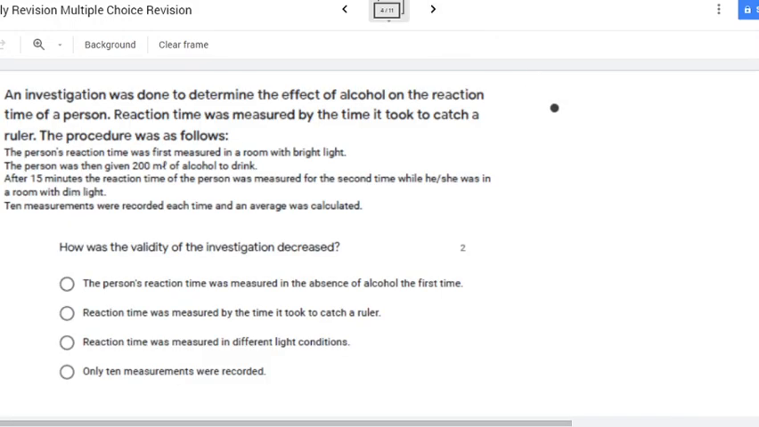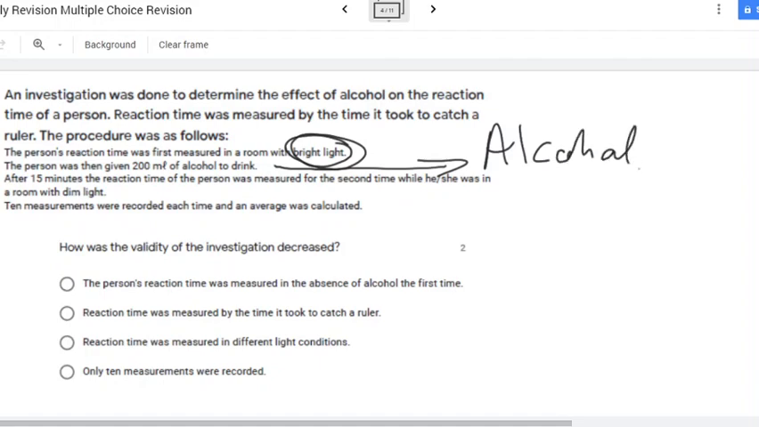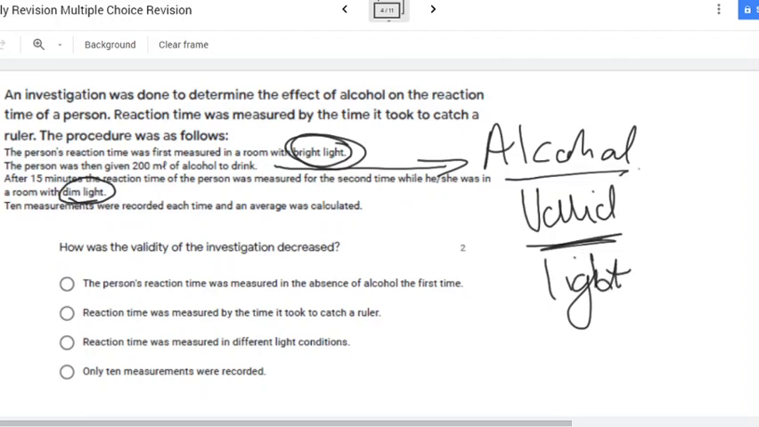Next question. An investigation was done to determine the effect of alcohol on the reaction time of a person. Reaction time was measured by the time it took to catch a ruler, and the procedure was as follows. The person's reaction time was first measured in bright light. Then they gave the person 200 mL of alcohol to drink. So that's what we're testing for. We want to see the reaction time and the effect of the alcohol. Then, after 15 minutes, the reaction time of the person was measured a second time while he or she was in dim light. Now we have a problem with the validity of my experiment, because am I testing for alcohol or am I testing for light? And is light not going to affect the result?